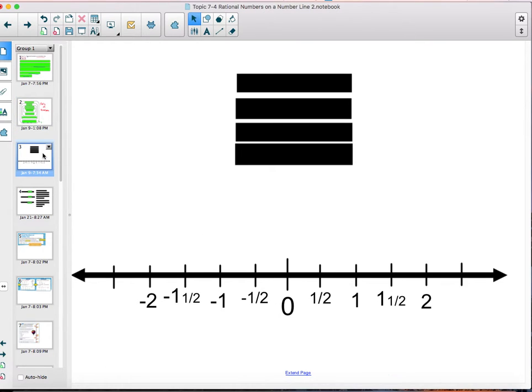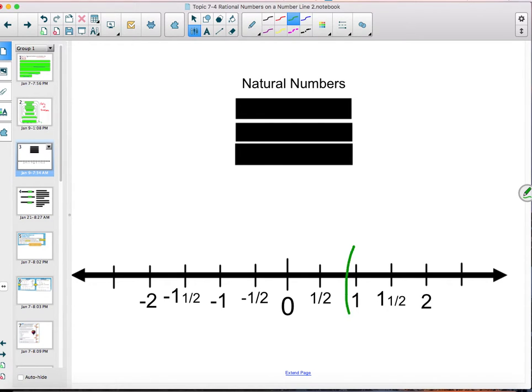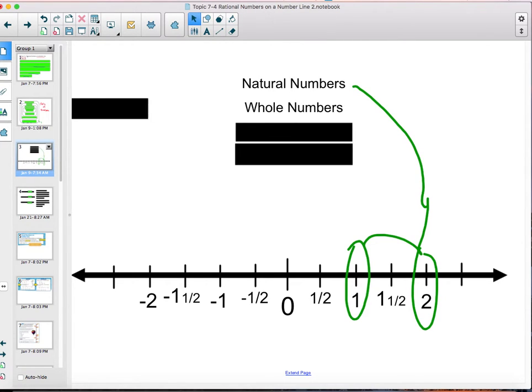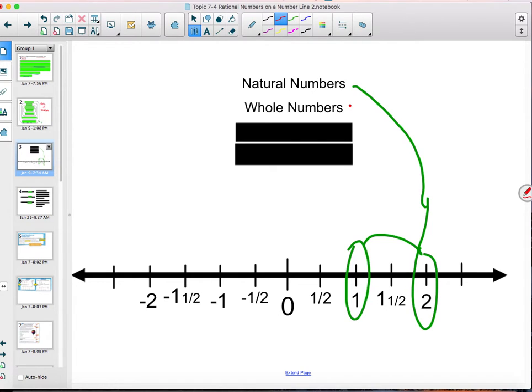On the number line, here's what we have. We have the natural numbers, 1 and 2. These are the natural numbers. They are the counting numbers. Whole numbers, they include what? 0. Whole numbers include 0.